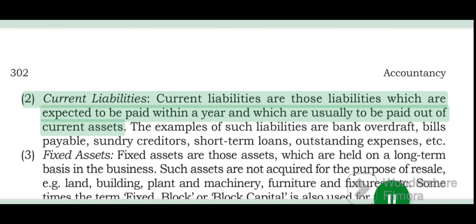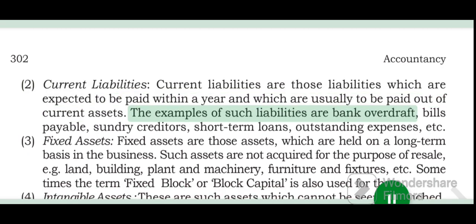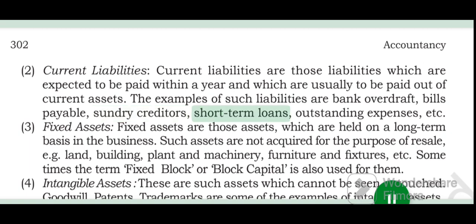2. Current liabilities. Current liabilities are those liabilities which are expected to be paid within a year and which are usually to be paid out of current assets. The examples of such liabilities are bank overdraft, bills payable, sundry creditors, short-term loans, outstanding expenses, etc.